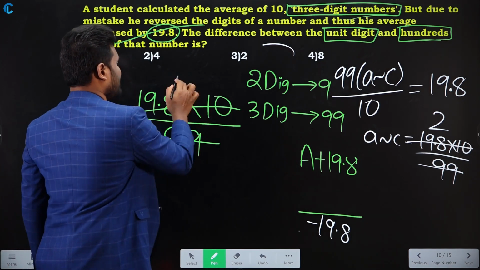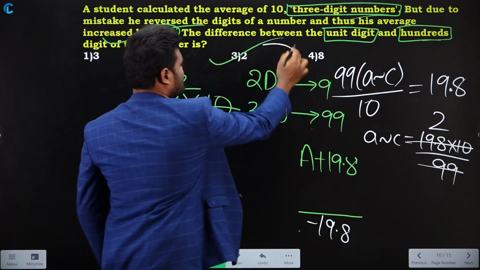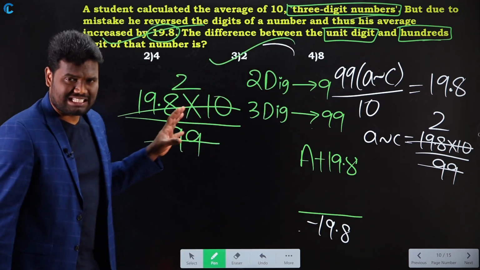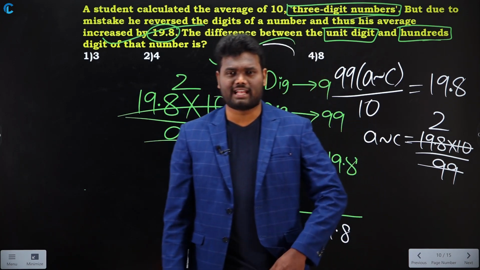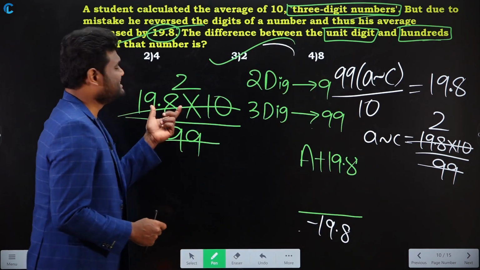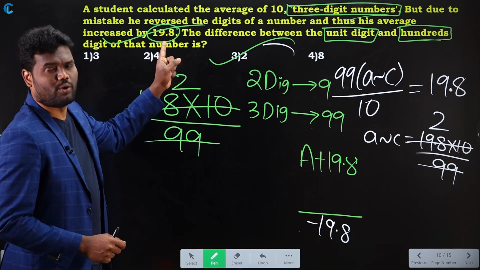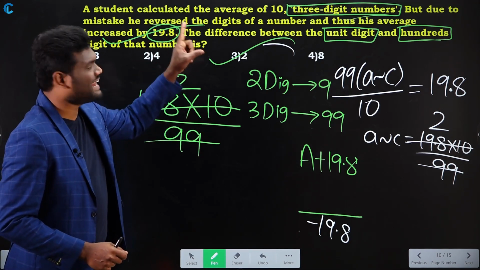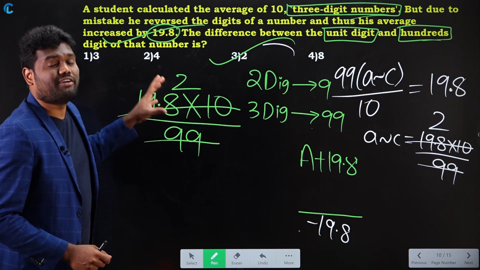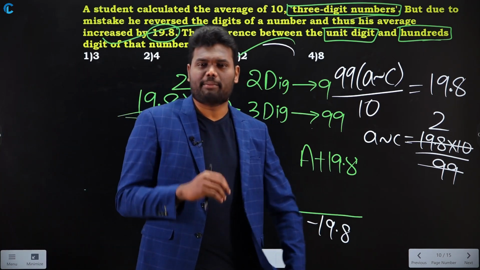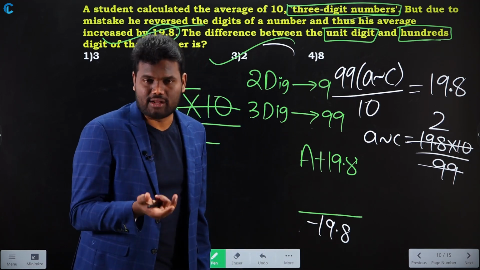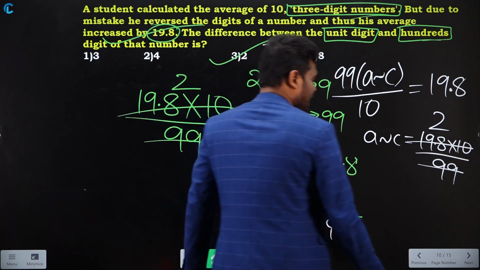Now 19.8 into 10 is nothing but 198. 198 divided by 99, how many times? 2 times. So the answer is 2. Whenever you have questions in this way, you need not do all this calculation. Instead, just take the difference value you have, multiply by 10 as you have 10 numbers, and divide by 9 when it is a 2 digit number. But when it is a 3 digit number, you need to divide by 99. Okay, is that clear?